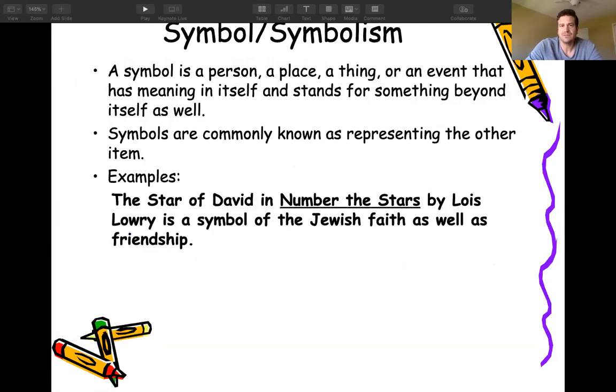Symbol or symbolism, that's a person or place or thing or event that has meaning and stands for something beyond itself. So they represent other items, the Star of David in Number the Stars. That is a symbol of the Jewish faith, as well as a friendship between Anne-Marie and Ellen.